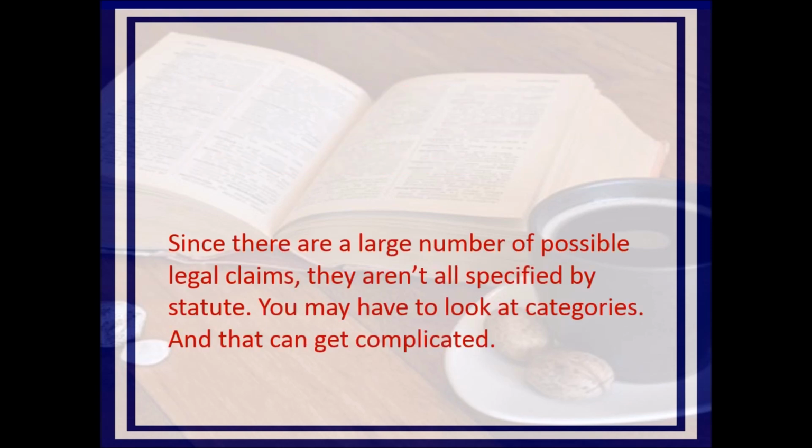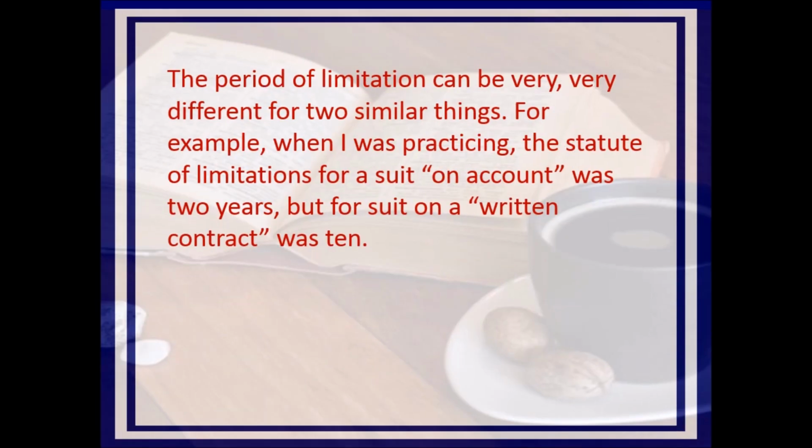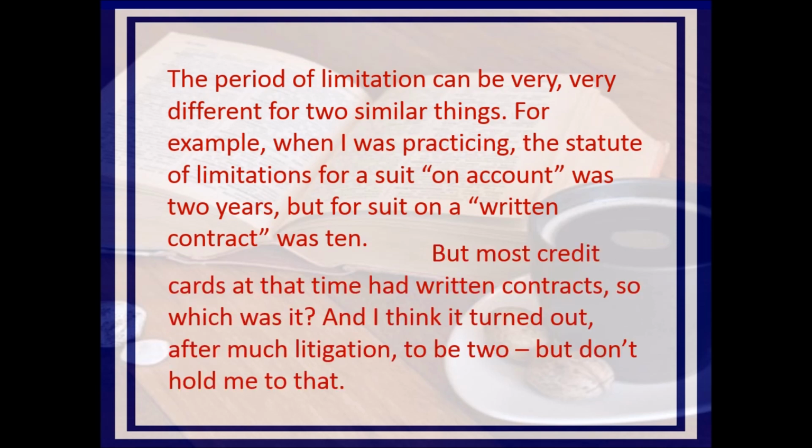Since there are a large number of possible legal claims, they aren't all specified by statute. You may have to look at categories, and that can get complicated. The period of limitations can be very, very different for two similar things. For example, when I was practicing, the statute of limitations for a suit on account was 2 years, but for a suit on a written contract it was 10 in my jurisdiction. But most credit cards at that time had written contracts, so which was it? And I think it turned out after much litigation to be 2, but don't hold me to that.